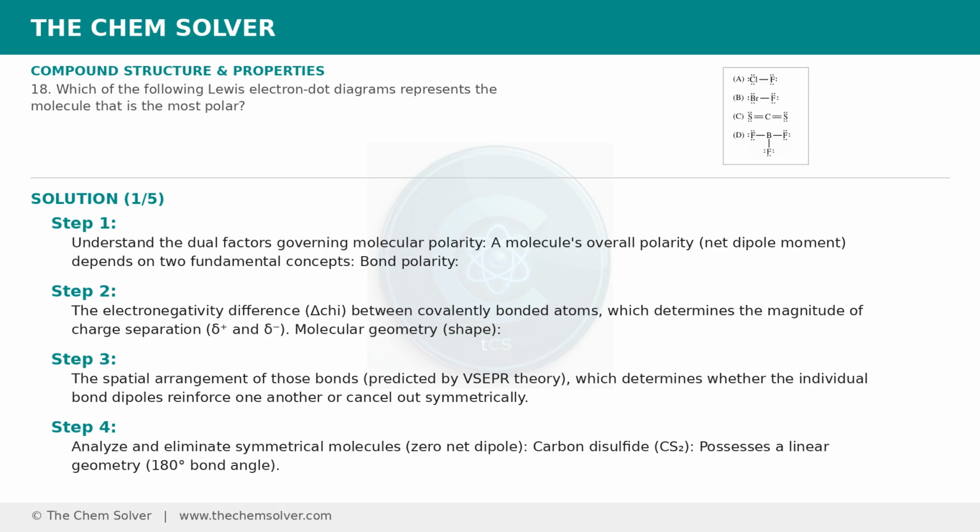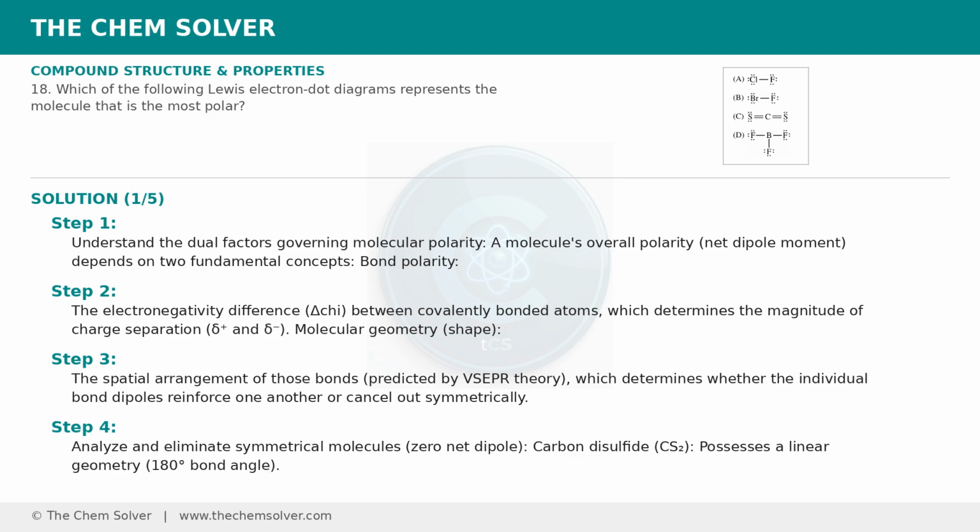Understand the dual factors governing molecular polarity. A molecule's overall polarity, net dipole moment, depends on two fundamental concepts. Bond polarity, the electronegativity difference, delta Chi, between covalently bonded atoms, which determines the magnitude of charge separation, delta positive and delta negative. Molecular geometry, the spatial arrangement of those bonds, predicted by VSEPR theory, which determines whether the individual bond dipoles reinforce one another or cancel out symmetrically.